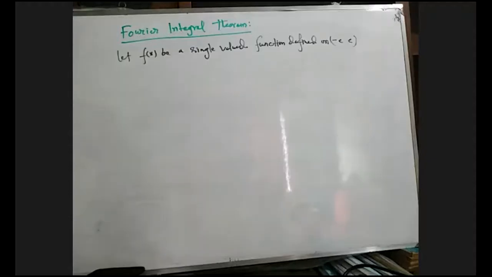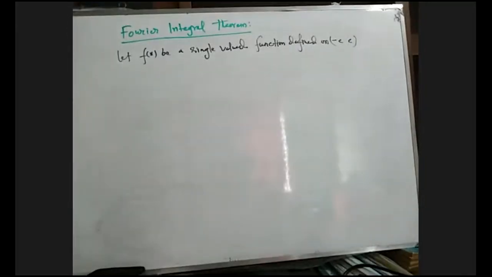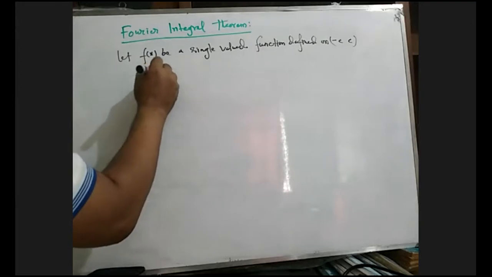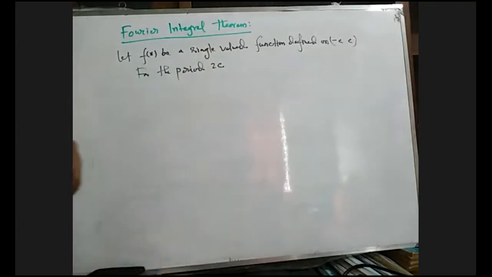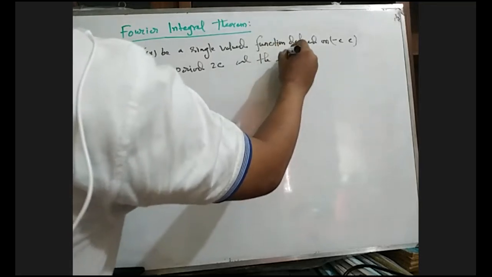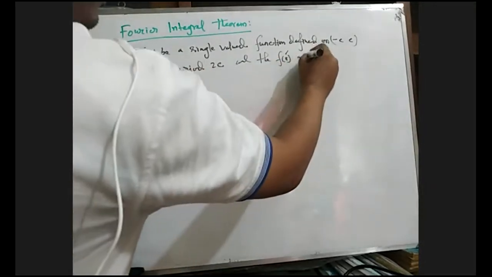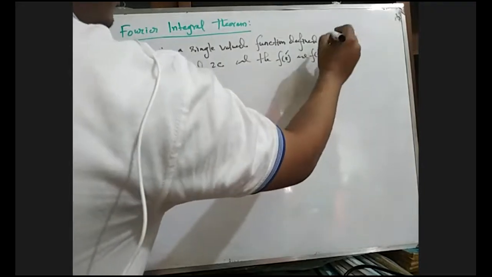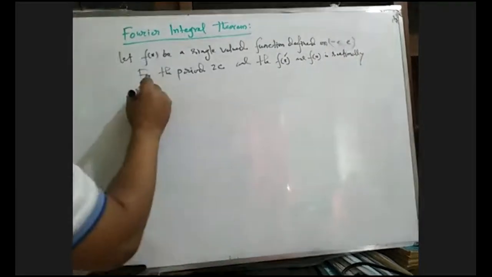So, Fourier integral transform. Let f of x be a single valued function defined on minus c to plus c, with period twice c, and let f dash of x, the first derivative, and the original function f of x be sectionally continuous.